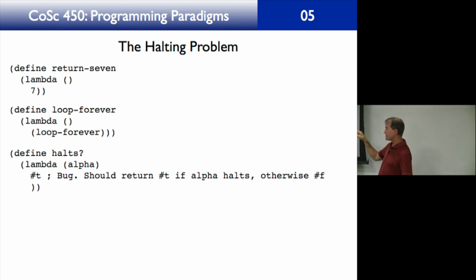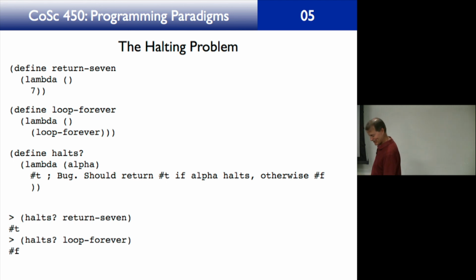So now this halts has a bug in it, because this halts takes alpha as a parameter, and alpha is a function, and what should it do? It should return true if alpha will terminate, if alpha will halt, and it should return false if alpha won't halt. So there's a bug. It should return true if alpha halts, otherwise it should return F. But it was very difficult for me to write all the code to do that because it'd be very complicated. So that's just as an example, right?